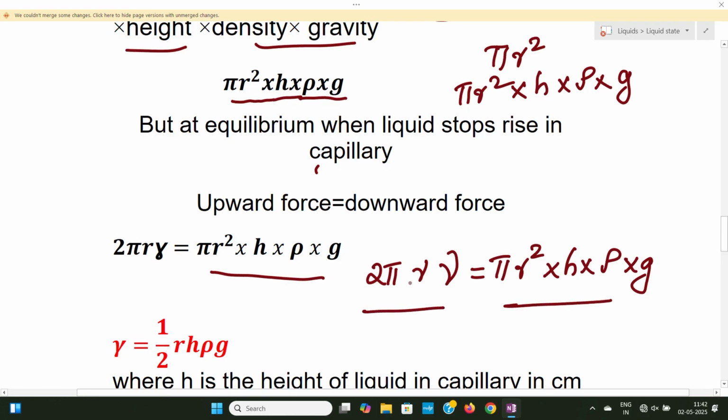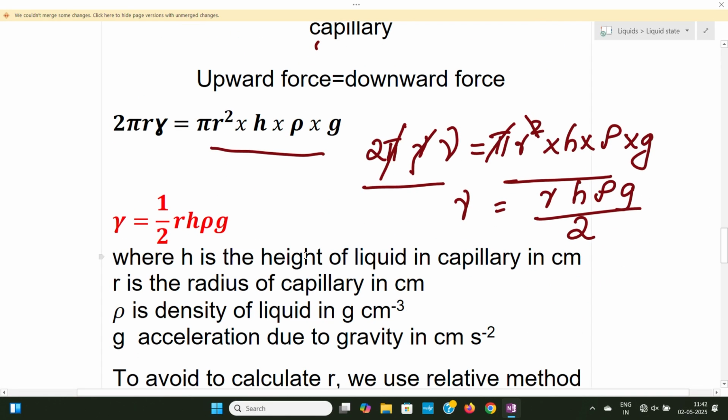Now, we can cancel the equal terms: pi and pi cancel, then one r will cancel, and the square will cancel. Then we have gamma, that is the surface tension, equal to r h rho g by 2. This is the surface tension.